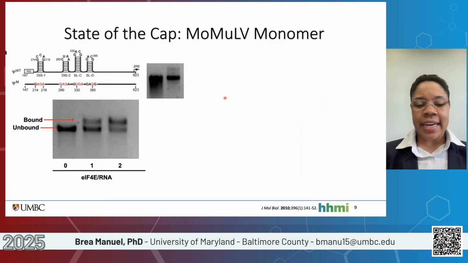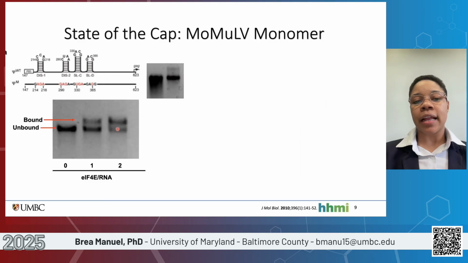We then introduced the eIF4E cap-binding protein with this locked monomer. As we titrated in our eIF4E protein, we noticed the appearance of a second band that's migrating slower, which we believe to be bound to the RNA, the monomeric RNA.